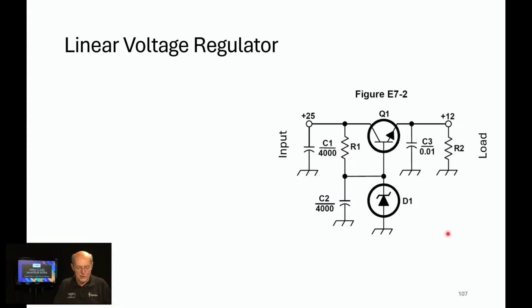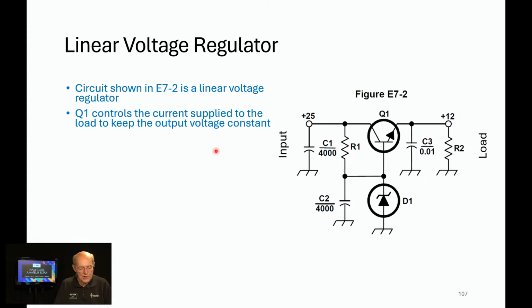And here's our circuit again. We're going to talk about several aspects of it. I think this is pretty similar to what we saw previously. So they ask about what certain circuit elements are used for. So this overall circuit is a linear voltage regulator. Linear because it continuously adjusts to keep the output at its stated value. It's marked as 12 volts here. Q1 controls the current supplied to the load to keep the output voltage constant.